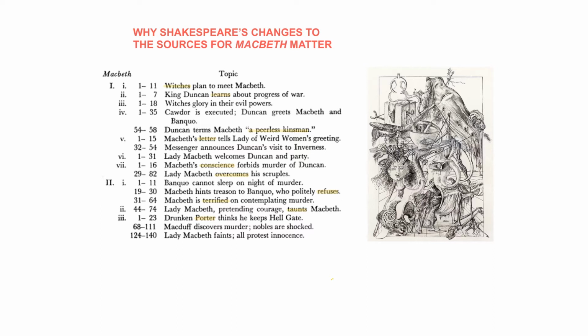The addition of the Drunken Porter is important because it gives us, on the one hand, some comic relief. He's quite funny. He talks about getting drunk. He talks about sex. He makes some rude jokes. He would have got a laugh at the time the play was first performed and still does nowadays. But he also, through the image of the castle as hell and himself as keeping the gate to it, starts to comment on some of the overarching themes of the play.